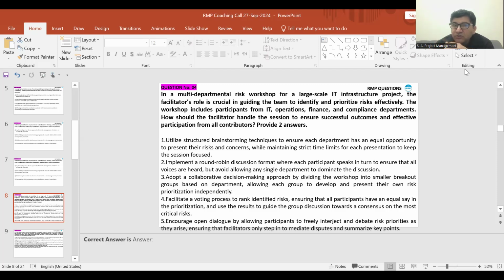And by the way, if you see the question words, how should the facilitator handle the session to ensure successful outcomes? Outcomes are needed from this session, and effective participation from all contributors, and all should speak out. That's why four looks a better choice. Got it, sir.